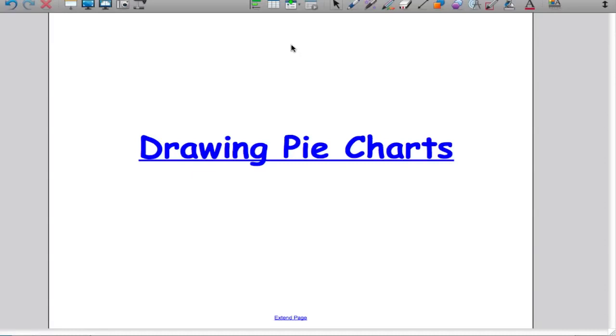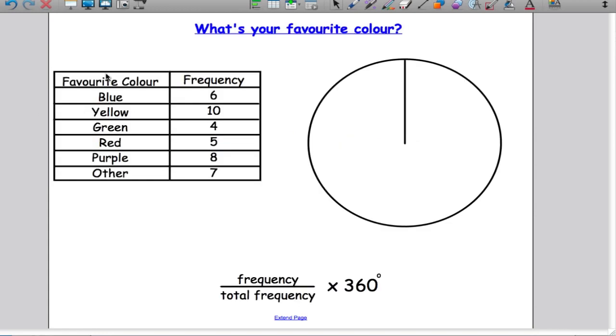In this video we're going to look at how to draw a pie chart. So we have a frequency table here displaying data on the favorite color of a number of people. And before we start to draw our pie chart, first thing we've got to work out is how many people there were in total, because I'm going to need the total frequency.